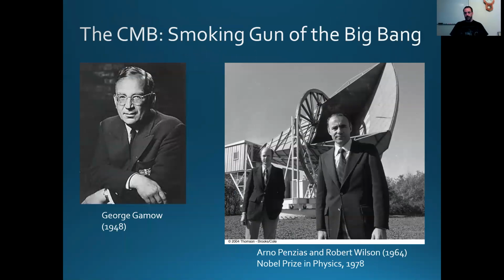So of course, this is all well and good, but is there any evidence that this actually happened? Well, in 1948, George Gamow, and he's going to come back a little bit later, did a little calculation. If the universe was once very hot and very dense, then if we look back far enough, what we're going to see is that very, very hot, dense universe.